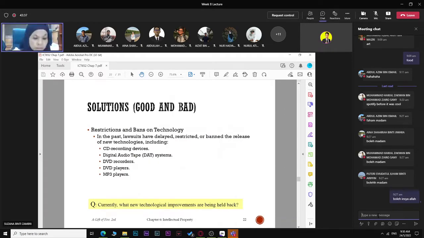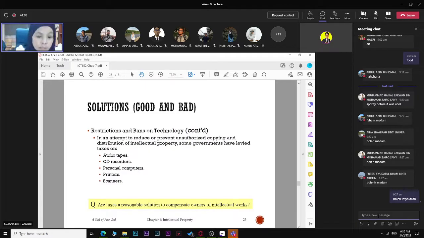Actually. Okay. In the past, also I mentioned in the beginning, in the past, there are restrictions on technology yang boleh buat copying, making copies, CD recording devices. Dulu-dulu kan pakai tape kan, tape yang ada 2 lubang tu kan boleh record. DVD recorders, DVD players, MP3 players dulu, these are being banned. But eventually, ia dibenarkan dipakai lah kan, as long as it's being used not to violate intellectual property.